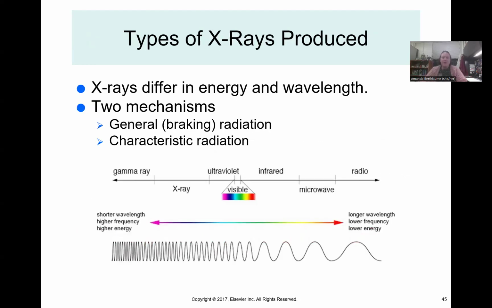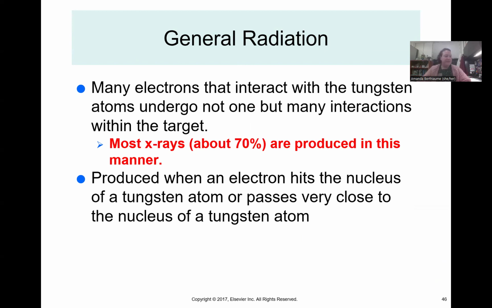So now there are different types of X-rays and energy. So there's general or braking radiation, or characteristic radiation. And look at those waves down there. So the shorter wavelength, higher frequency, higher energy, that's gamma. And then as it gets to longer wavelengths, lower frequency, lower energy, it goes into radio waves, microwaves. So you can see where X-ray is. You need quite a bit of frequency and energy to capture X-rays.